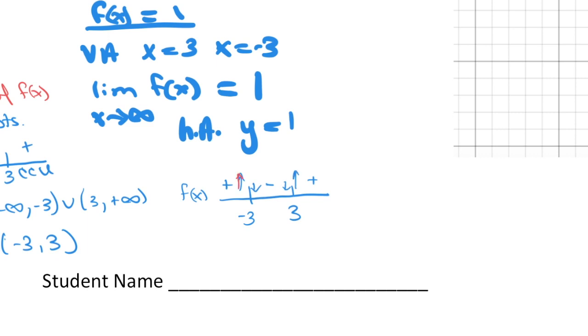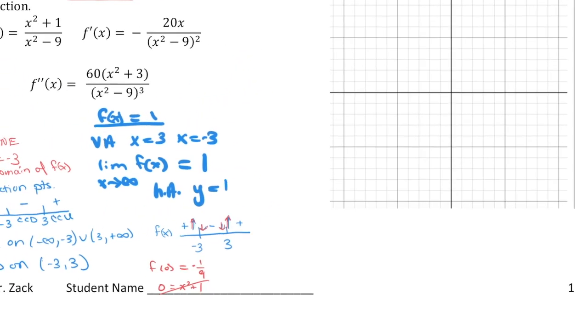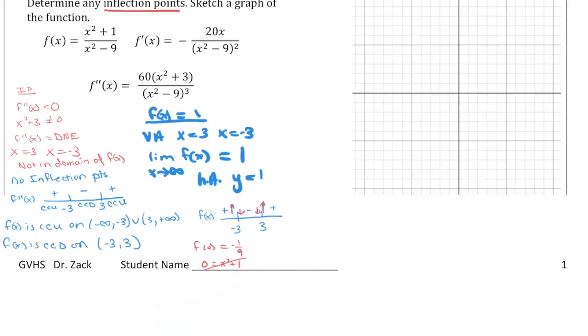All right, what else do we need to know? We should know the zeros of the function. So if we want the y-intercept, we want to figure out what is f of 0. F of 0 is going to be equal to negative 1 over 9. And the last bit, if I take the function and set it equal to 0, 0 equals x squared plus 1, which we know does not happen. So we don't consider that intercept.